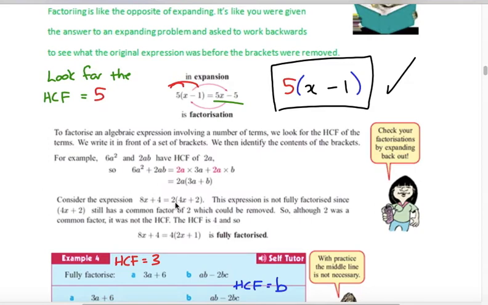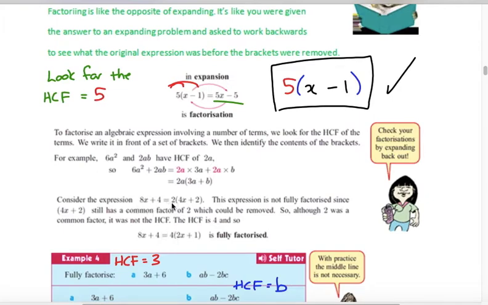Well, 2 is a common factor, but it's not the highest common factor. So this would be a mistake. This would not be the correct answer because 2 is not the highest common factor of 8x and 4. Have a think. What is the highest common factor of 8x and 4? That's right, it's 4. So instead it should be this, 4 out the front.